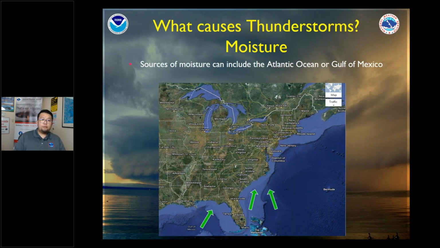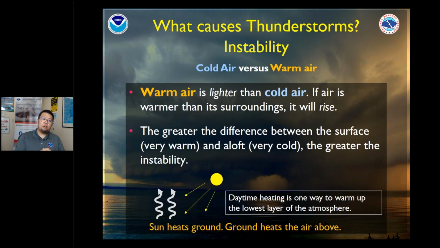So let's talk about the first ingredient, moisture. Here in Eastern North Carolina, we typically have a pretty abundant amount of moisture. Our sources can include the Atlantic Ocean or the Gulf of Mexico. There's plenty of moisture available here in Eastern North Carolina, especially for folks nearby the ocean. So we're certainly in abundance of moisture around here.